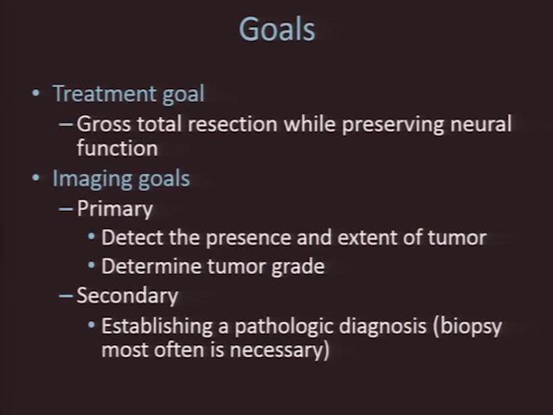So the treatment goal for these tumors is going to be a gross total resection while preserving neural function. And I think this treatment goal is really going to define what our imaging goals should be. And so the primary imaging goals are going to be to detect the presence and the extent of tumor, and if we find the tumor, to try to determine the tumor grade.